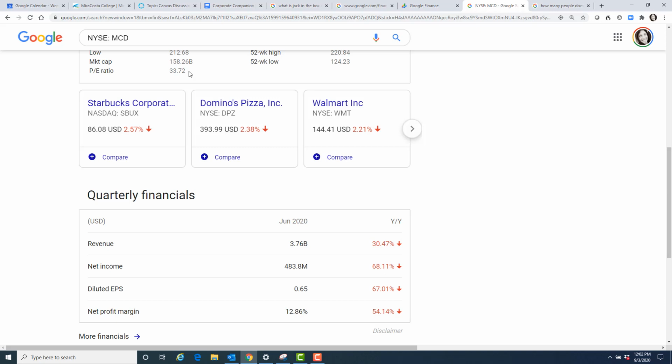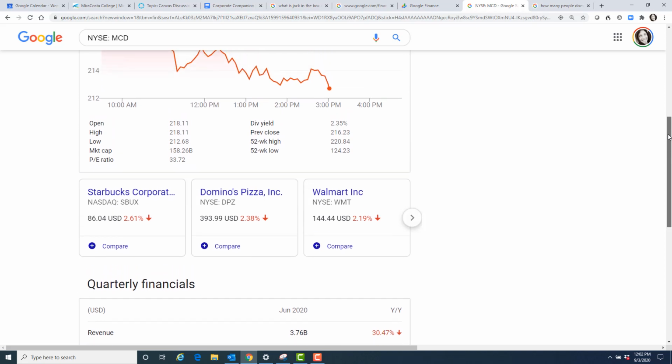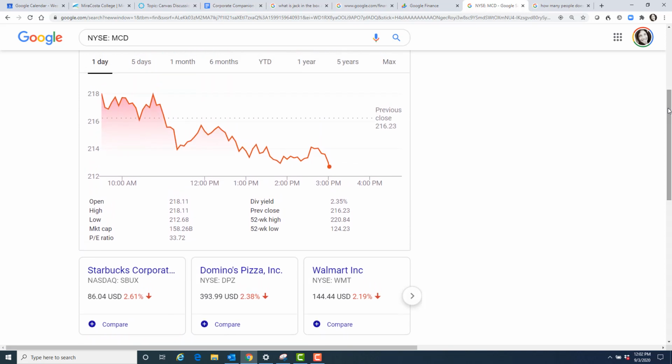But mostly from a financial standpoint, they've got a lower PE ratio versus McDonald's, and they're being more efficient with their profit margin. So they're squeezing more profit out of every dollar that comes in. So to me, that's two signals that they are a better investment as a company.